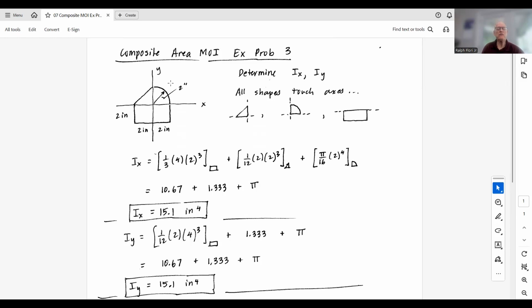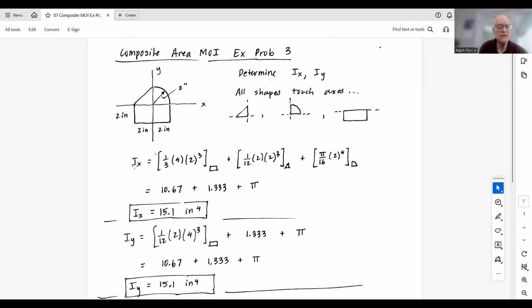So again, like normal, we're going to plan out our strategy. And as you're inspecting this, you go, wait a minute, all of these guys touch an axis. This triangle touches the x-axis, this quarter circle touches the x-axis, this rectangle touches the x-axis. So I could just use I-base formulas for all of these.